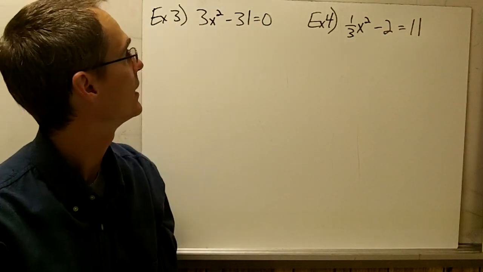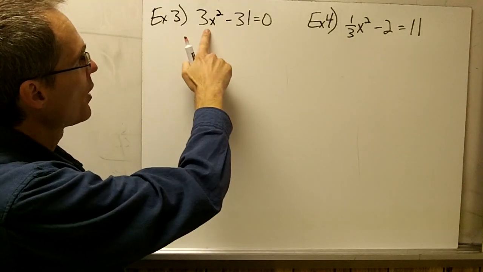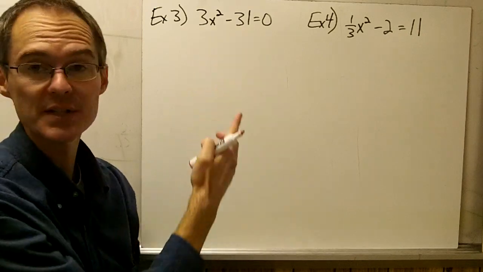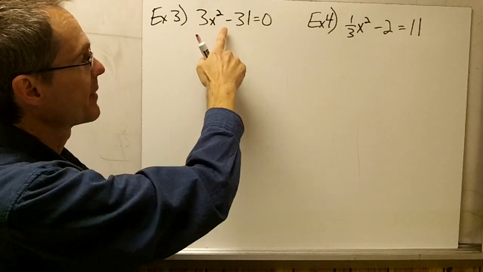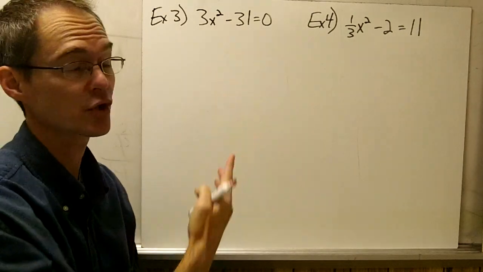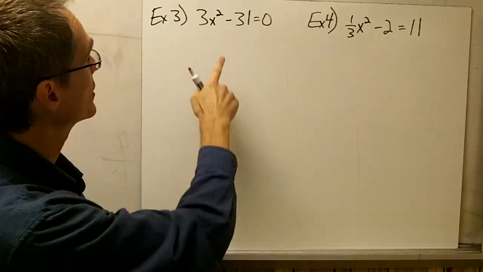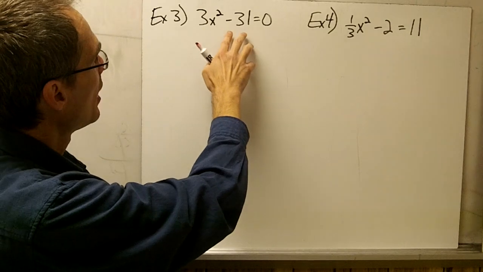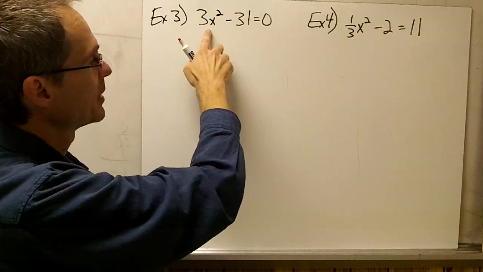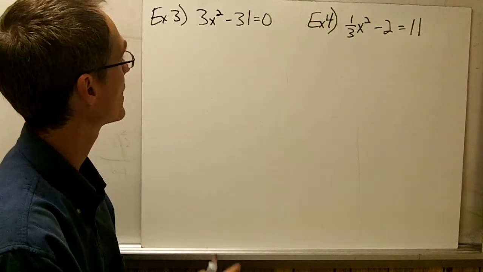Example number 3. Now here I have another quadratic equation, and I can see that again my b value is 0. I don't have a middle term. I don't have an x term. So I'm thinking I can use just square roots in order to solve this equation. So I want to get all of my numbers on one side of the equation so that I'm left just with x squared on the other side of the equation.